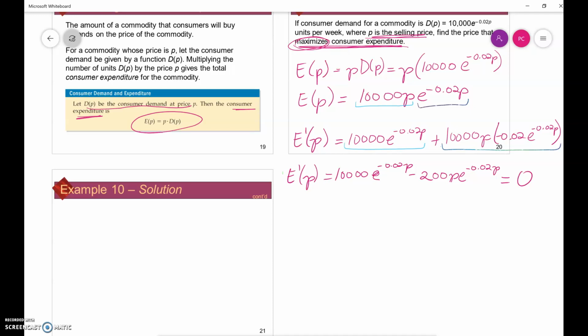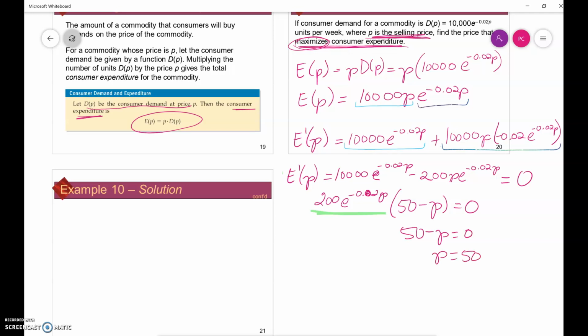Then again, to find that maximum value, we've got to set it equal to 0. In order to do that, I've got to factor out the common factor. When you do that, you can factor out a 200 e to the negative 0.02 p, and what will be left is 50 minus p equal to 0. The first part, 200 e to the negative 0.02 p, will never equal 0, so we only have to deal with the second part. So 50 minus p equal to 0 gives us p equal to 50.